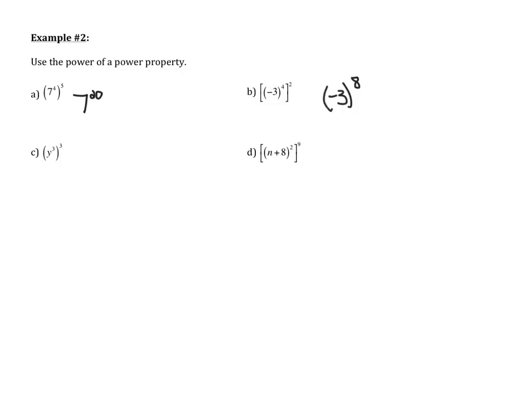For part C, we have y to the 3rd to the 3rd, so I would just use power to a power, so I multiply, so it'd be y to the 9th, since 3 times 3 is 9. And then finally, we have n to the 8th in parentheses squared and then raised to the 9th power. So I would just keep the n to the 8th in parentheses and then multiply the 2 times the 9. So I'd get n to the 8th all raised to the 18th power. Make sure you keep the parentheses around the n to the 8th.